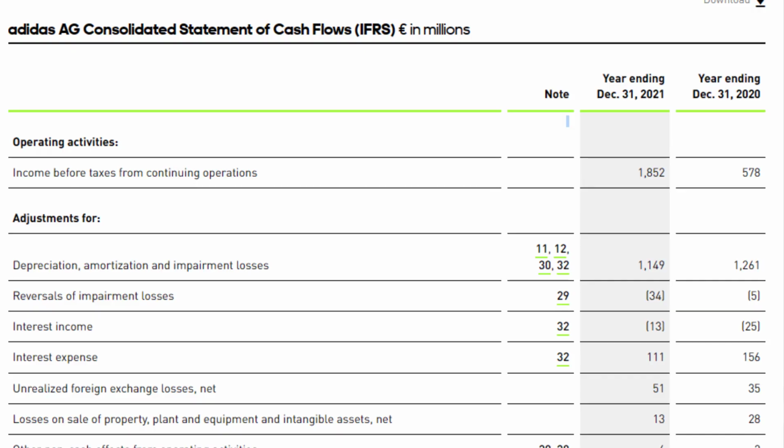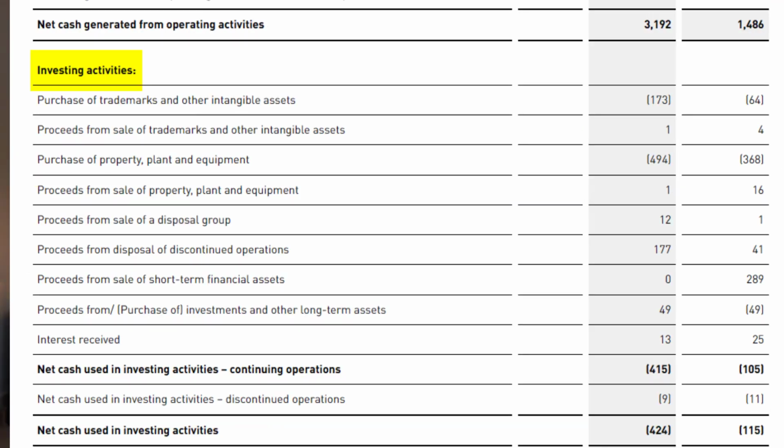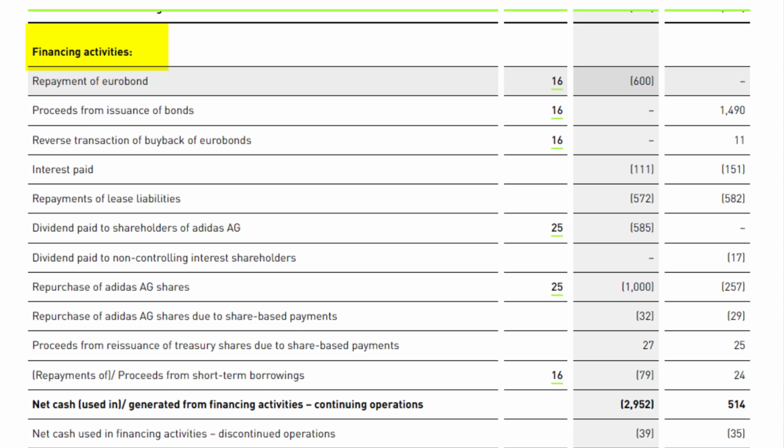Now, there are three things entered onto a cash flow statement. There is cash from operating activities, so these are the normal functions of the company. There's cash from investing activities, which is the buying and selling of investments. And there's cash from financing activities, which is to do with the owners, the shareholders, the creditors, and the bank.